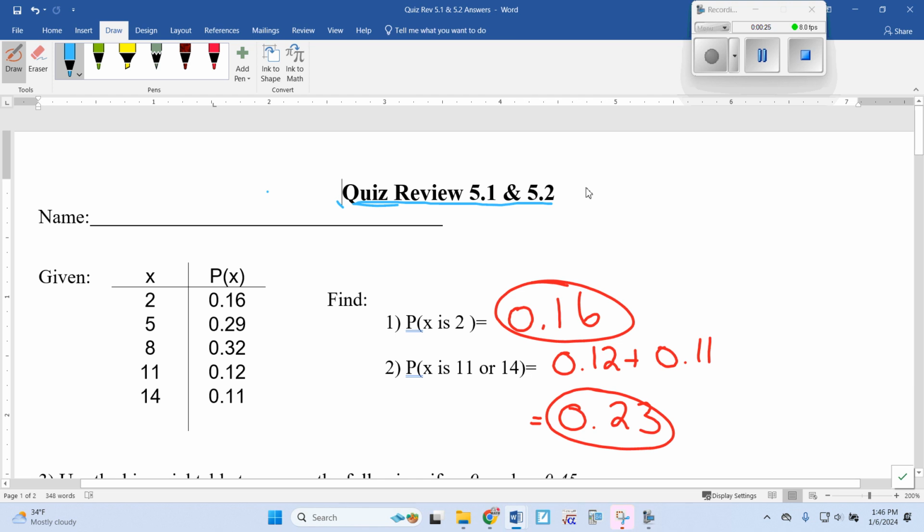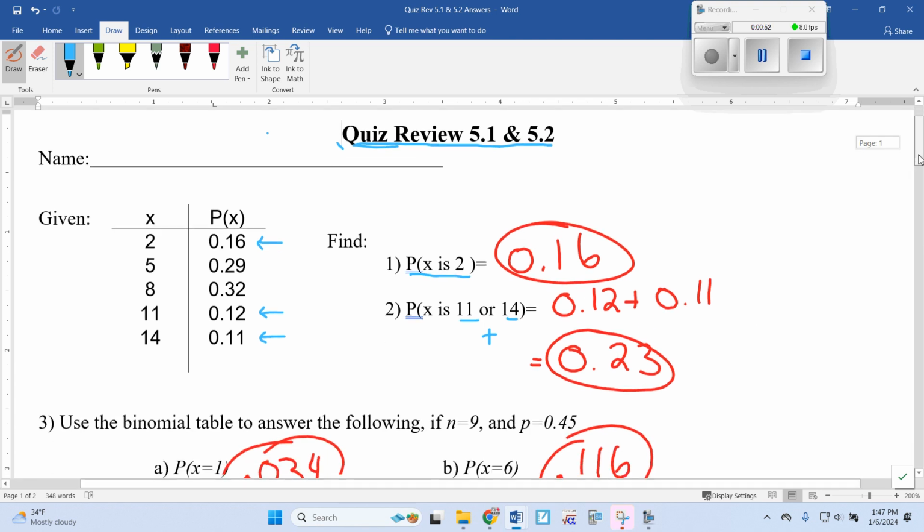So the first one here is just a general probability distribution. If we want to find P of X is 2, this is as simple as we just look right in the chart and we see our 0.16. If we want 11 or 14, the same thing, we get our two numbers in the chart. And remember, if we have 11 or 14, "or" means add, we just add them together to get 0.23.